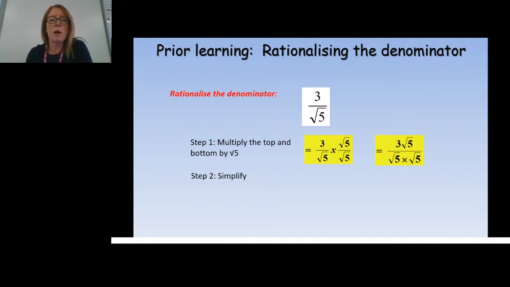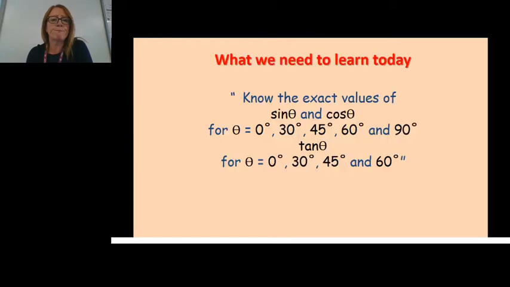Remember, when you multiply a root that's the same by itself, we end up with a rational number that is that number. So in the case of root 5, it just becomes 5, because root 5 times root 5 is root 25, and the square root of 25 is just 5. Okay, that will be the extent that you need to rationalise the denominator for this lesson.